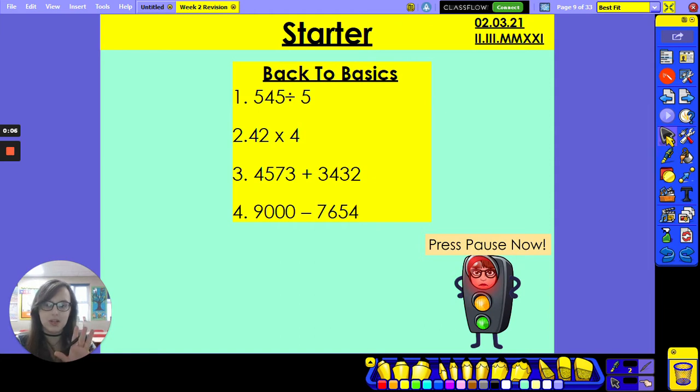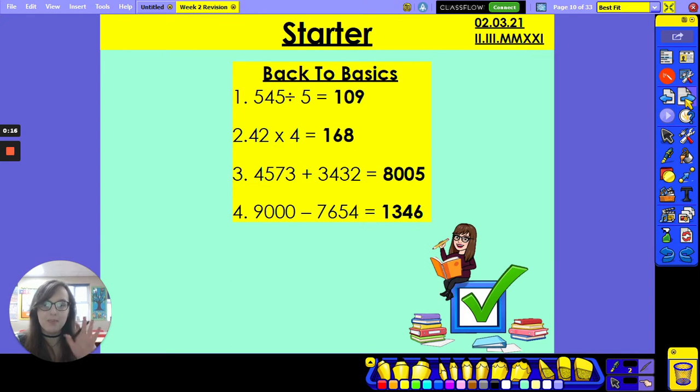Hit pause on the screen to have a go at the questions. We're going to have a look at the answers in 5, 4, 3, 2 and 1. Let's have a look together. Hit pause to give yourself a tick if you've got it and a dot if not. We're going to have a look at today's lesson in 3, 2 and 1.